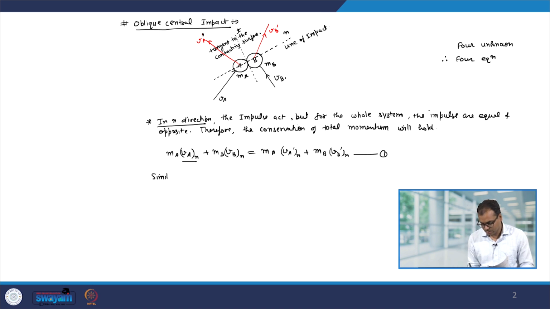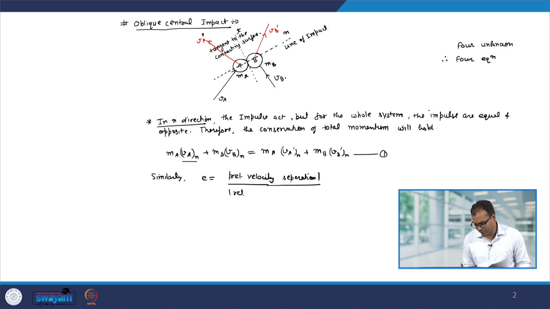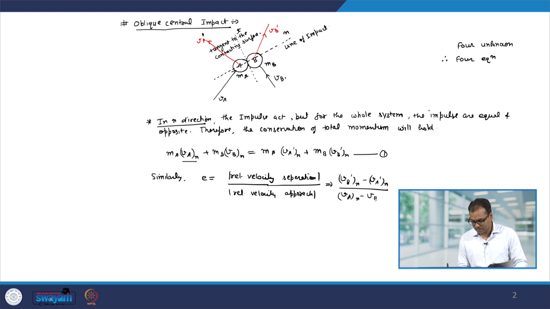Similarly, the definition of e, which is the relative velocity of separation divided by the relative velocity of approach, will also hold in the n direction. So, we have the relative velocity of separation divided by the relative velocity of approach in the n direction. This will be equal to V B prime n minus V A prime n divided by V A n minus V B n. Let us call this equation number 2.